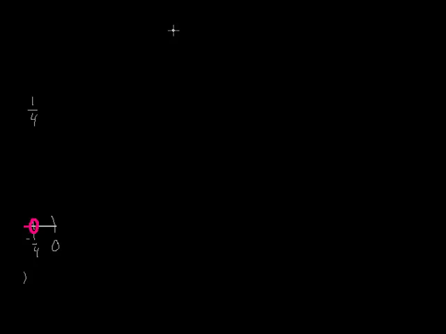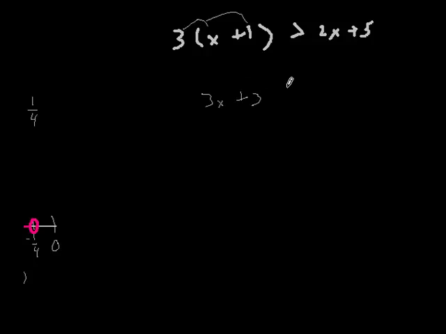Let's take a look at one more problem here. We'll have 3 times x plus 1 is greater than 2x plus 5. First thing we do is to reduce the problem. So I have 3x plus 3 is greater than 2x plus 5.